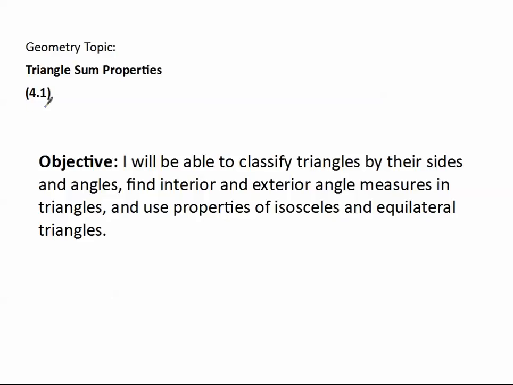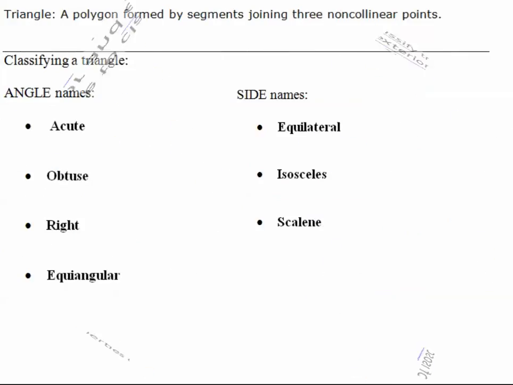In section 4.1, the objective is to be able to classify triangles by their sides and angles, find interior and exterior angle measures in triangles, and use properties of isosceles and equilateral triangles.